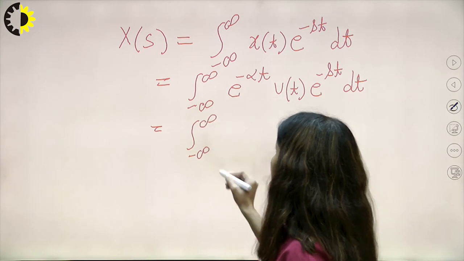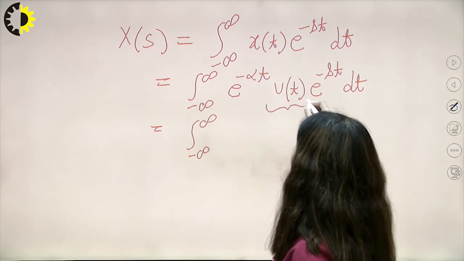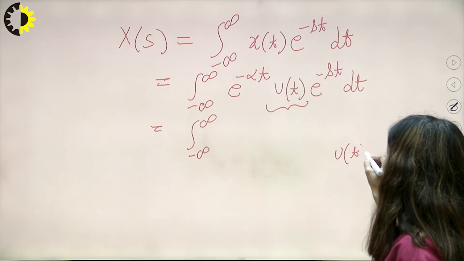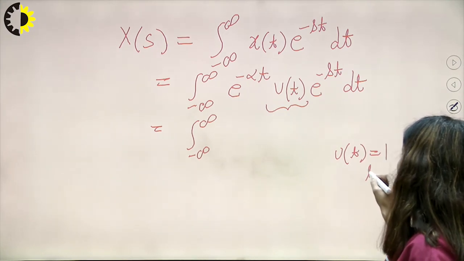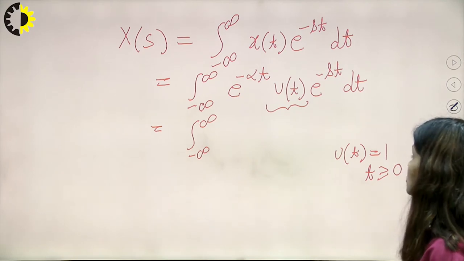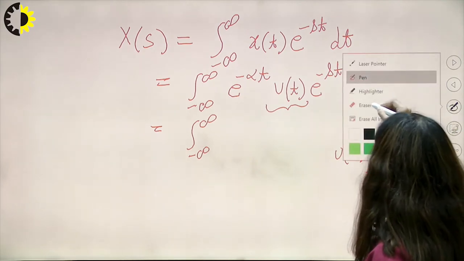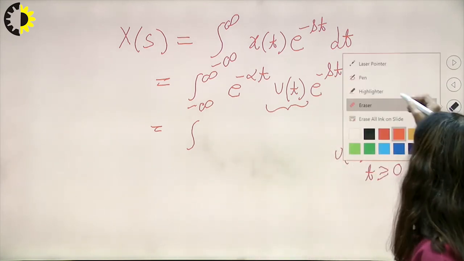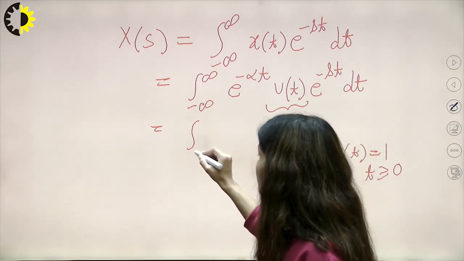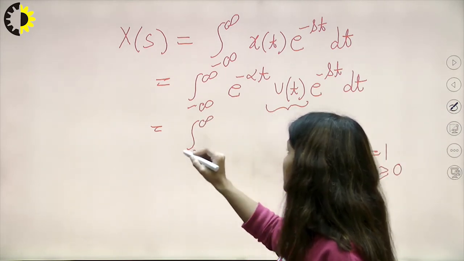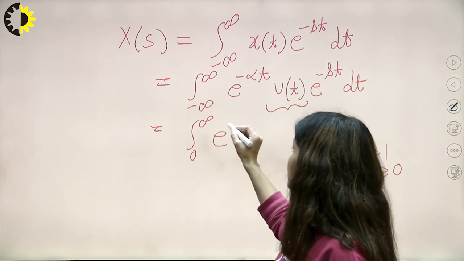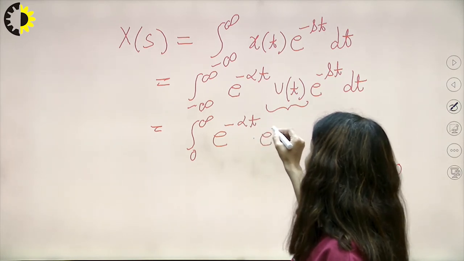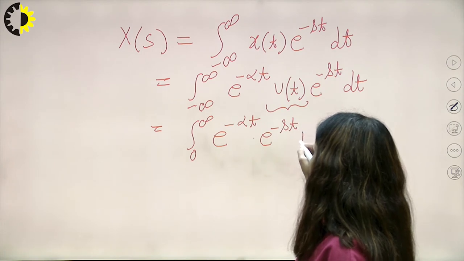So here, from minus infinity to plus infinity, as we know, u(t) is equal to 1 for t greater than or equal to 0. So the limits will get changed and I will write from 0 to infinity, and u(t) will disappear, and I can write it as e raised to the power minus alpha t e raised to the power minus st dt.